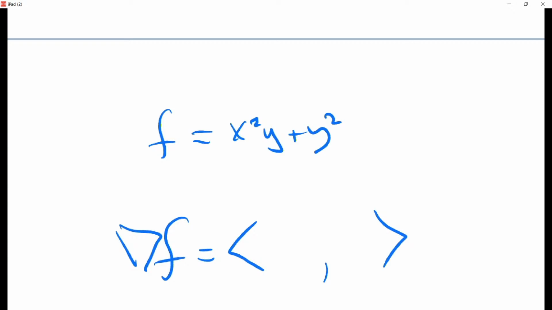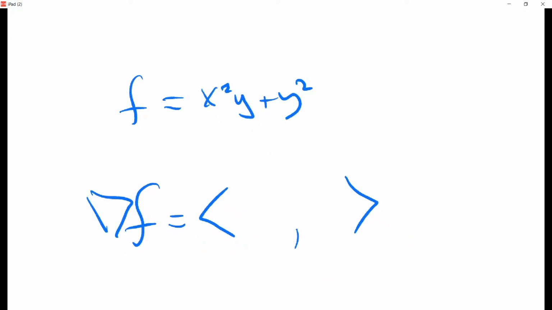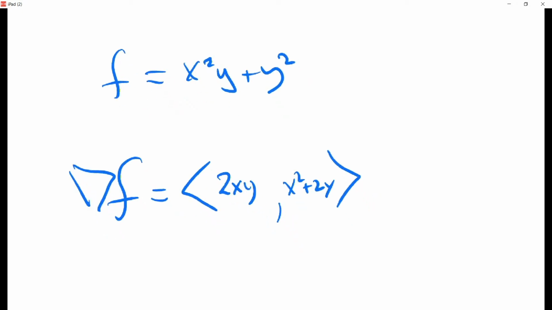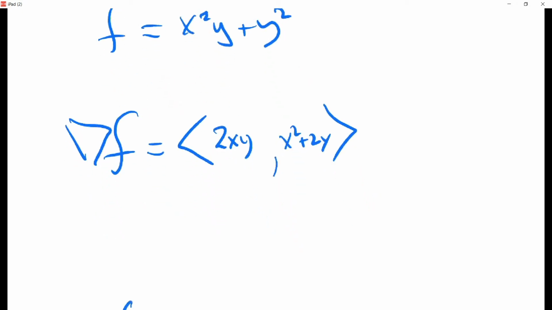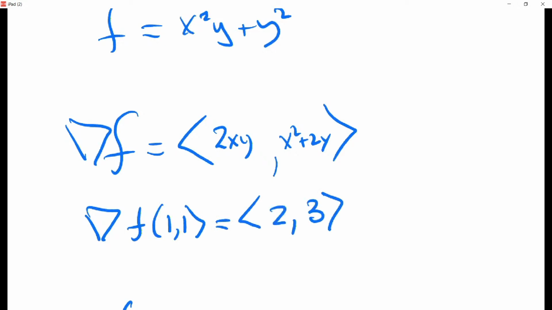What is the derivative of this function in the x direction? 2xy. Yeah, that sounds familiar, doesn't it? And what's the derivative of this function in the y direction? Wow, that sounds super familiar. Anyway, that is the gradient. Now if you want the gradient at a particular point, say 1, 1, you just plug 1 and 1 into this, and you get 2, 3. That's the direction of maximal slope.